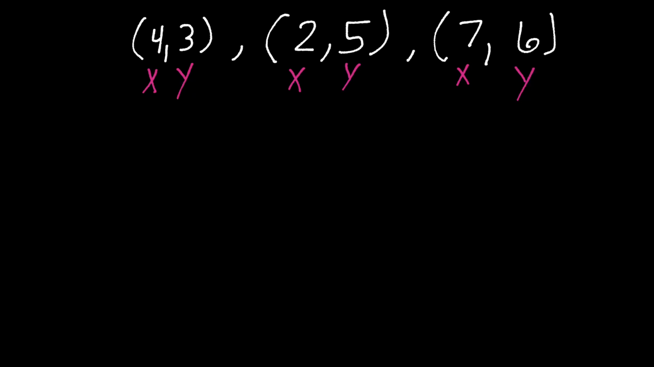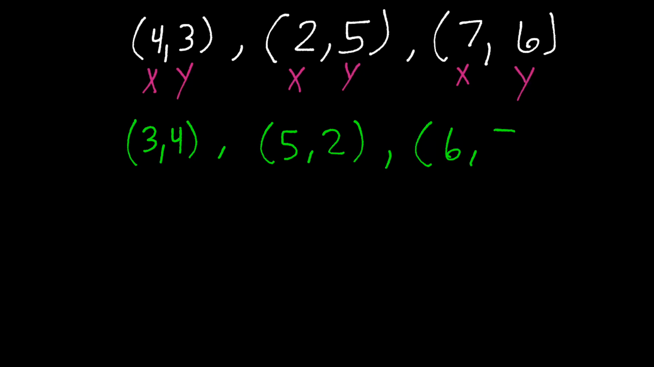Instead of having 4, 3, the inverse would be 3, 4. Instead of having 2, 5, our inverse is 5, 2. And then lastly, instead of having 7, 6, the inverse is 6, 7. And there we go. We have given the inverses of our original coordinates just by swapping their values.